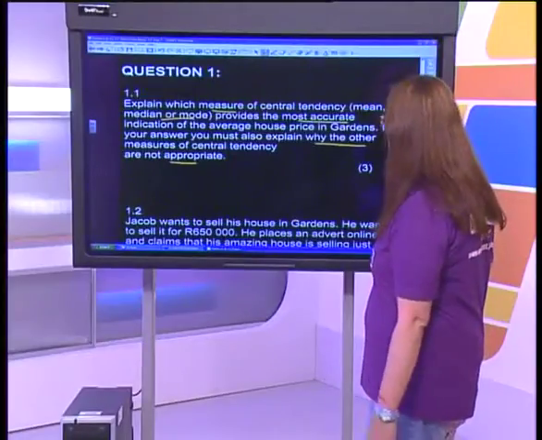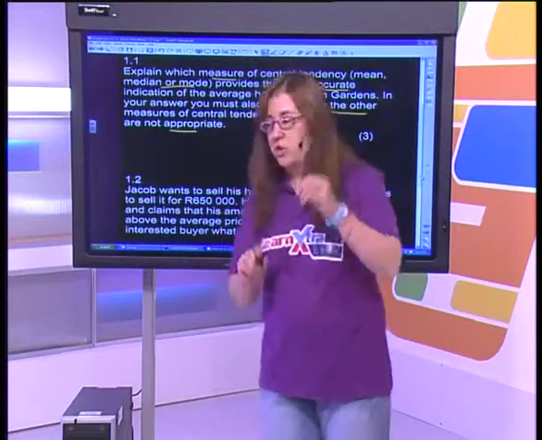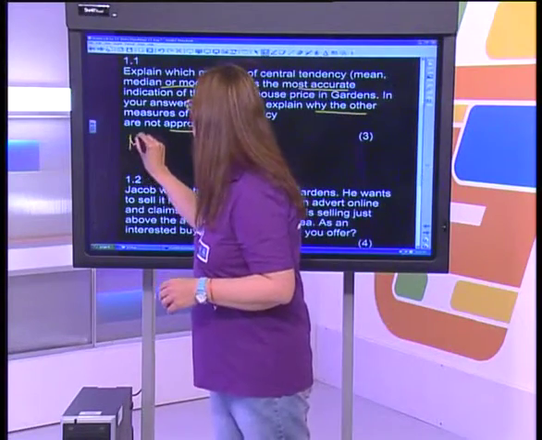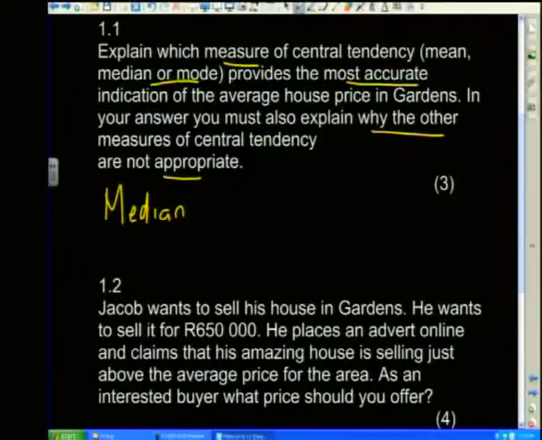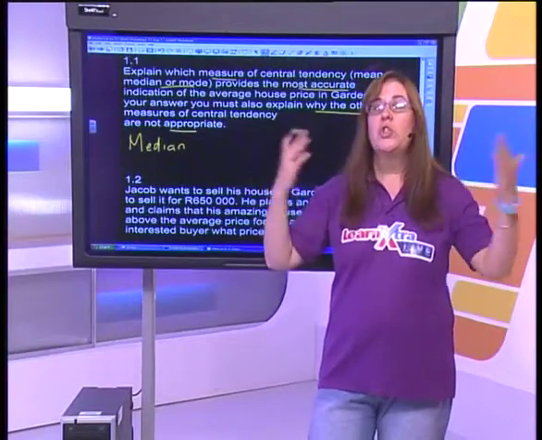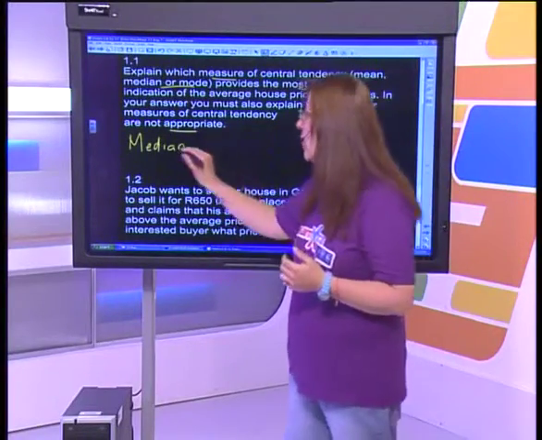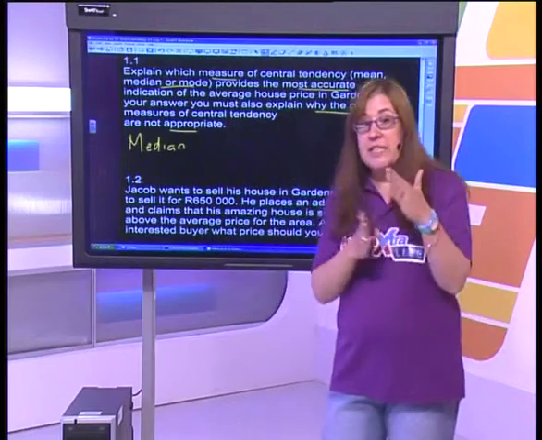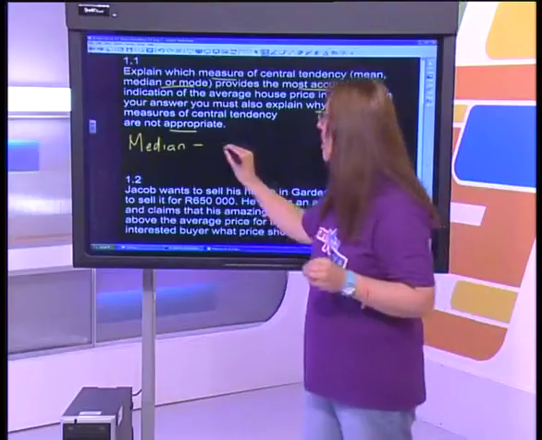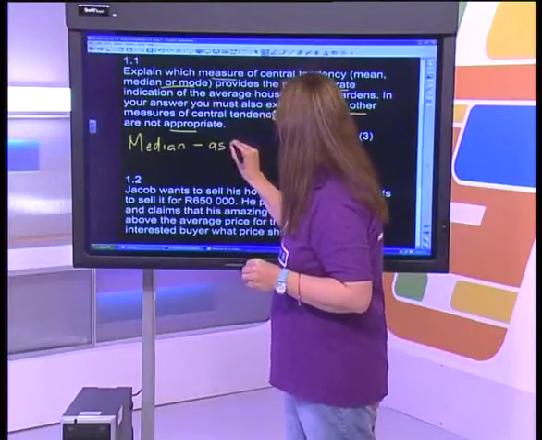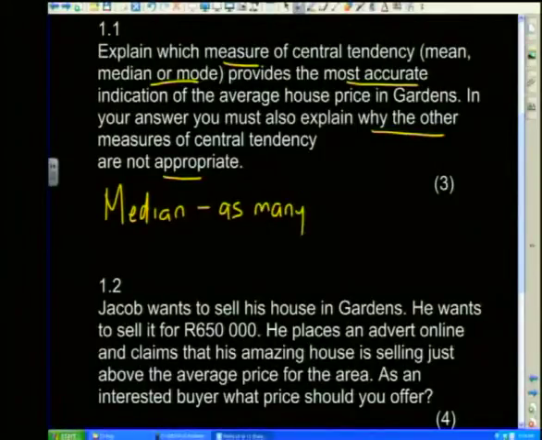First of all, let's decide which is the most appropriate. Whenever they ask you this, the most appropriate is in fact the median. If they ask you this kind of question, it usually means that we've got huge outliers, and our outliers tend to skew our mean. So our median is great because it's got as many values below as above.